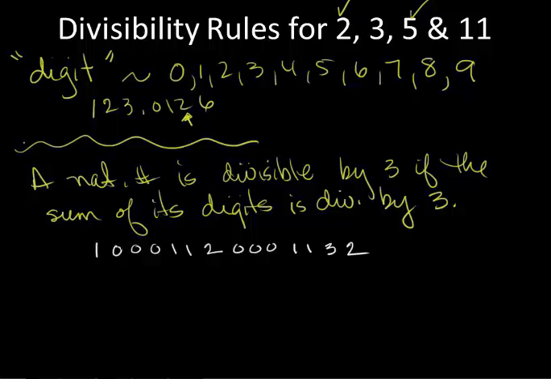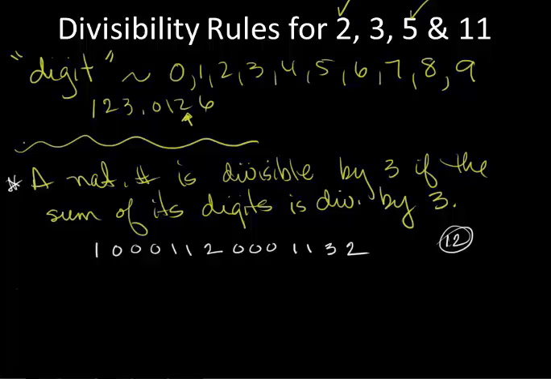Sometimes this divisibility rule is handy. Just go across and add up the digits. 1 plus 1 plus 1 is 3, 4, 5, 6, 7, 8, 9, 10, 11, 12. The sum of the digits is 12. 12 is divisible by 3, and so is the number. So this is handy, you're going to need this in doing your problems.